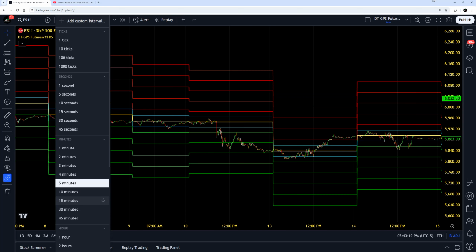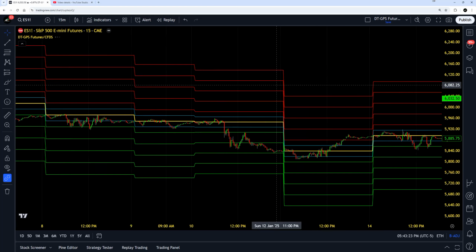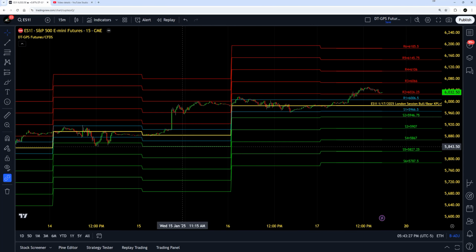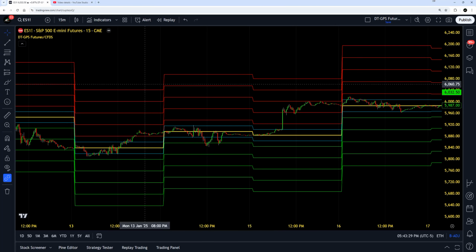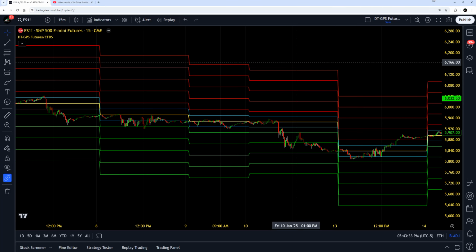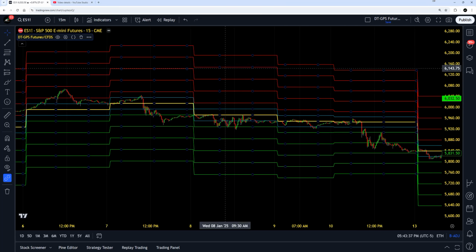And if we go out to, say, a 15-minute, it's kind of a nice in-between time frame that can show you several days at once, and you're still able to see the individual candles.